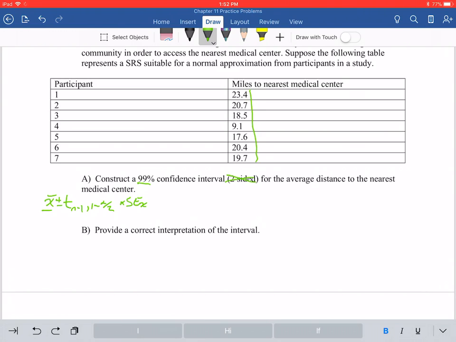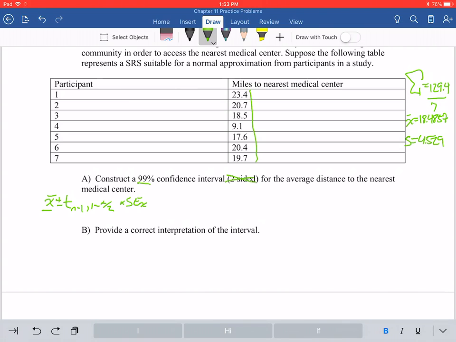We're going to sum up all the nearest miles to the medical center. When you sum them up, you should get a value equal to 129.4. Divide by the 7, and you'll get our x bar is going to equal 18.4857. Now we have an x bar, we can determine our standard deviation from our data set here. When you do your standard deviation, you should get a standard deviation equal to 4.529.